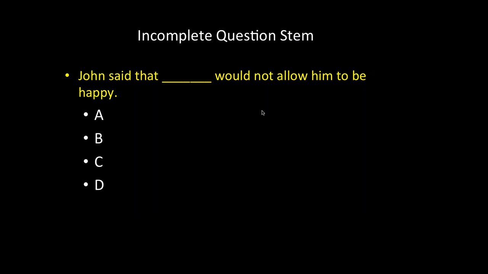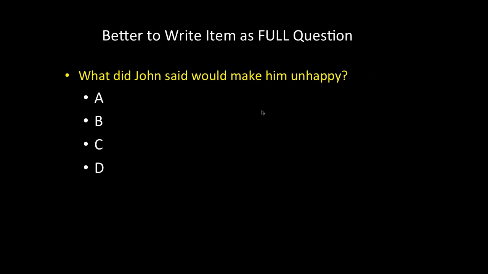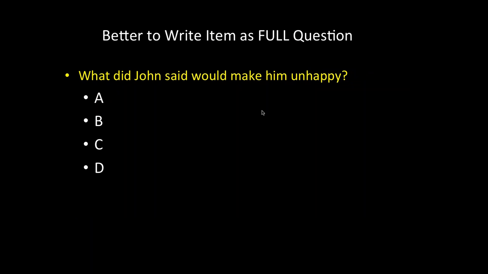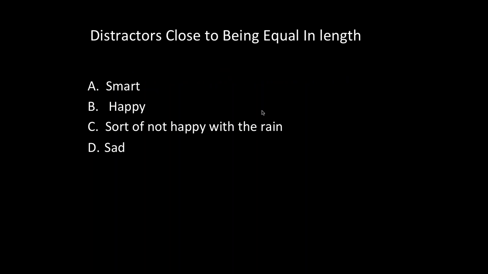So I'm just going to highlight a few of these. This would be what's called an incomplete question stem. This would be something we would want to avoid, because we have a break in the middle of the sentence where the brain has to stop and figure out maybe what we're asking. It would be better to write the item as a full question. Instead of saying, "John said that blank would not allow him to be happy," it's much better to say, "What did John say would make him unhappy?" A simple adjustment that we can make as we're writing and designing our items, but also when we're evaluating existing items and improving them for quality.